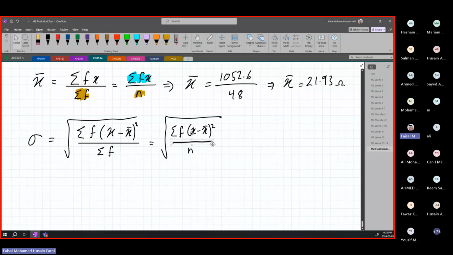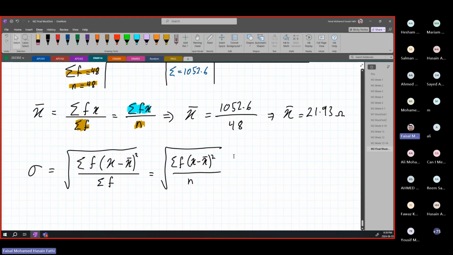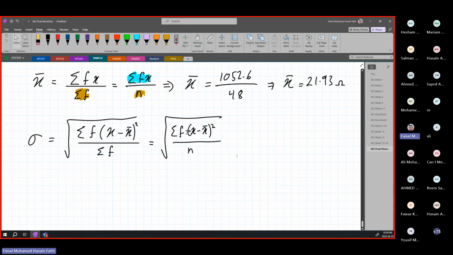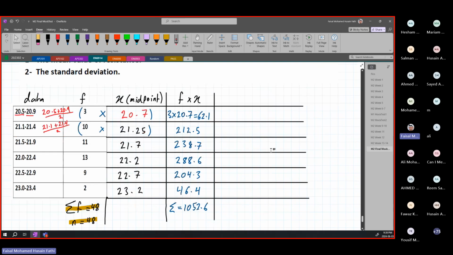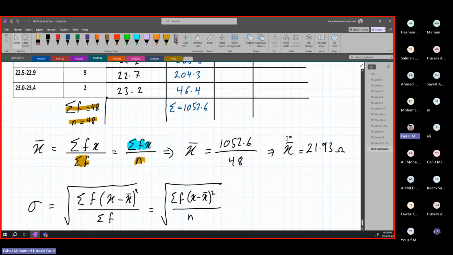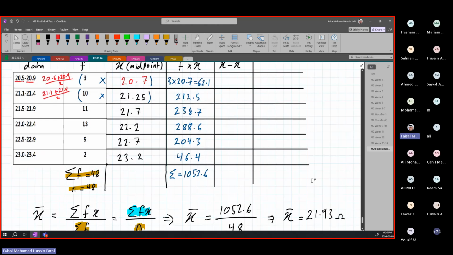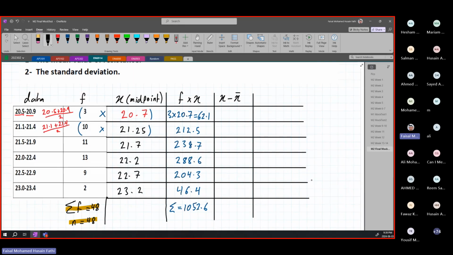So how do you do this? Again, you're just going to extend your table over here, and you're going to add the values one by one. The first one we need to find is x minus x bar. So we have found our x bar value, which is our mean value, 21.93, and we are going to subtract it from our x value over here.